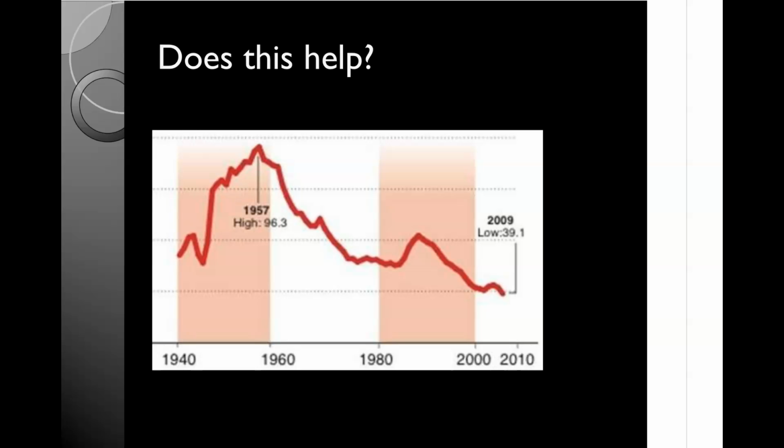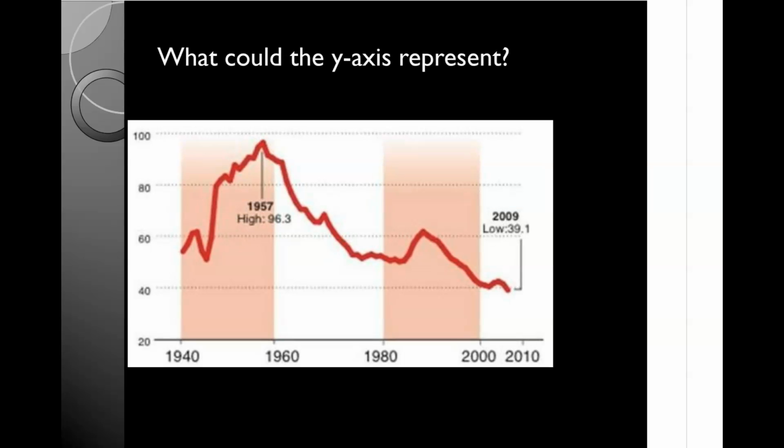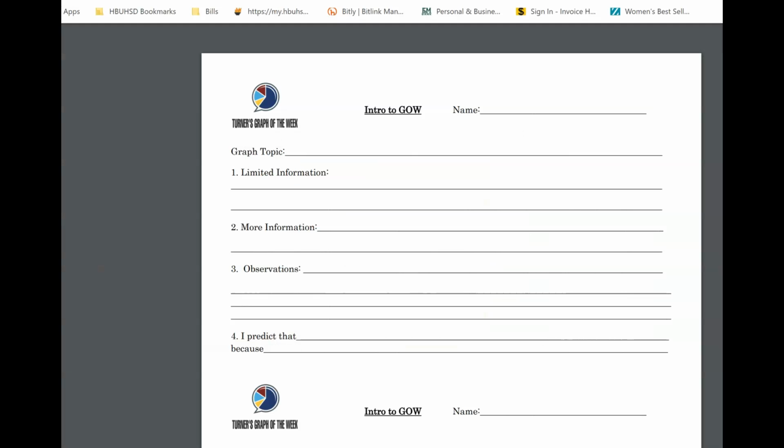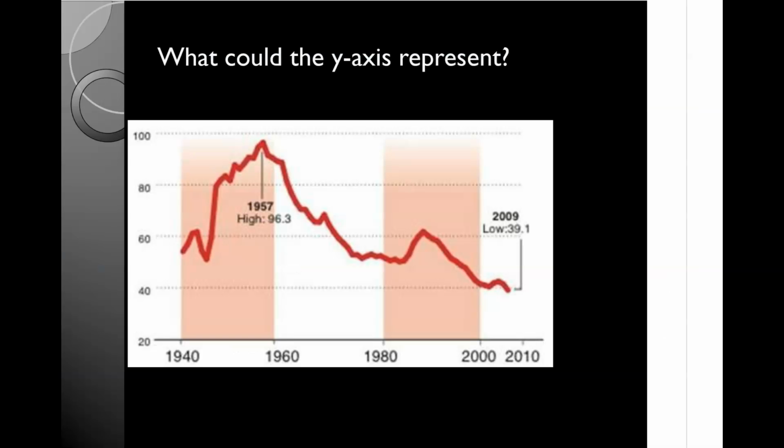All right, me again. Okay, so the next one, now that I give you more information, what exactly do you think the y-axis is going to represent in relation to the x-axis? So y-axis versus x-axis. On your half sheet, it says observations, number 3. This is where I want you to write down what you think the y-axis could represent.